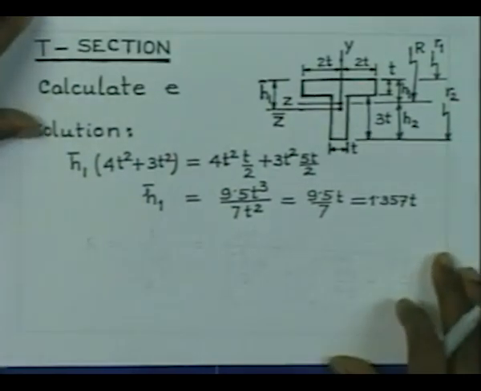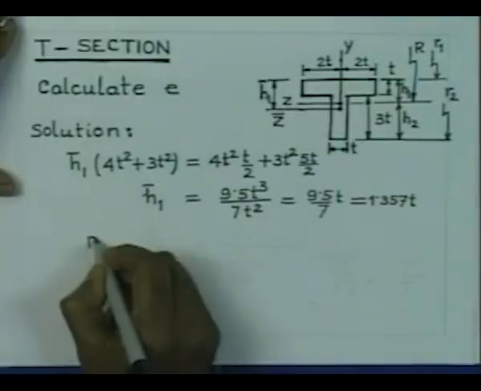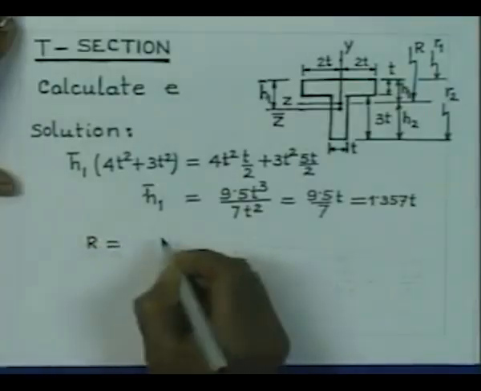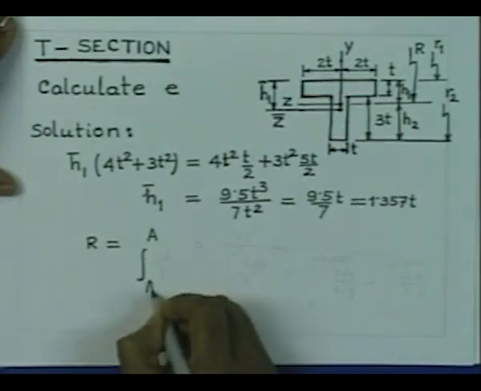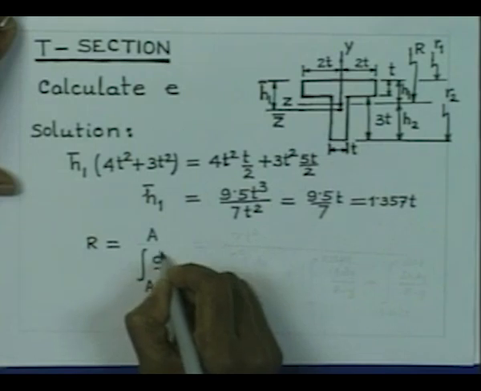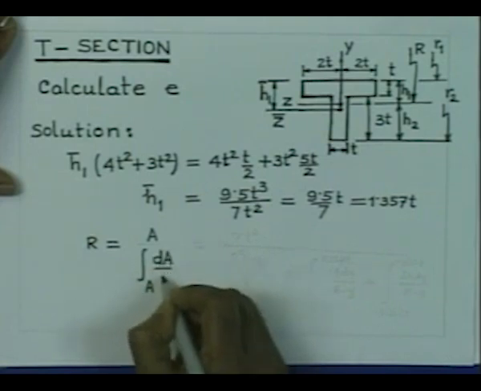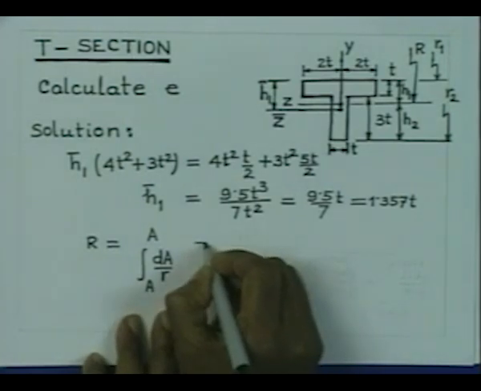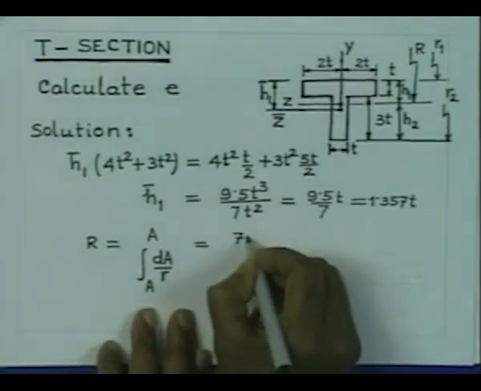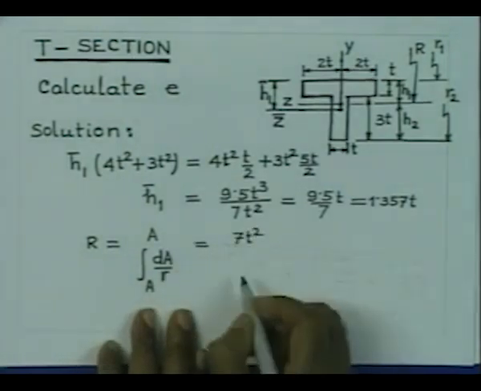In order to calculate this eccentricity, it is necessary to calculate the radius of curvature r of the cross section. The formula for that is here. R is equal to cross sectional area divided by the integral dA by r. The cross sectional area is 7 T square.